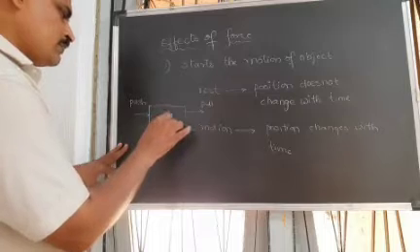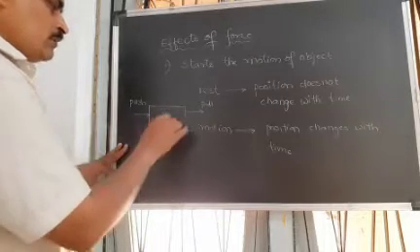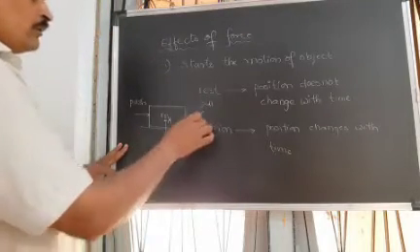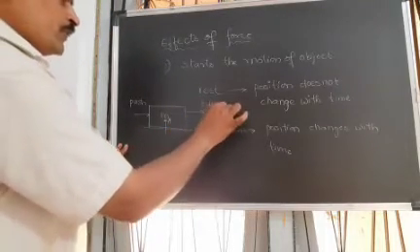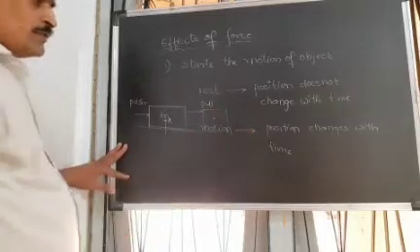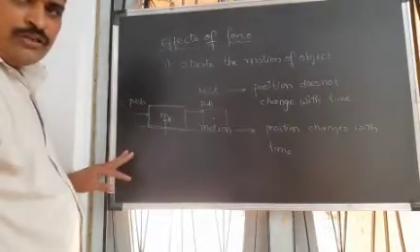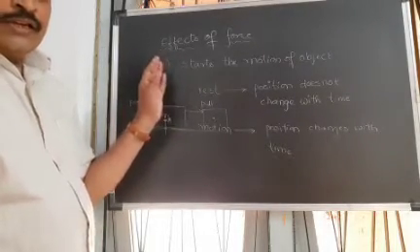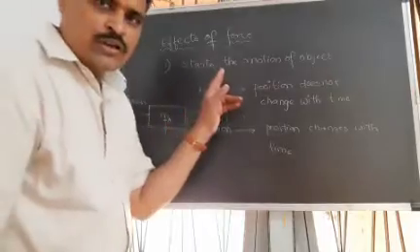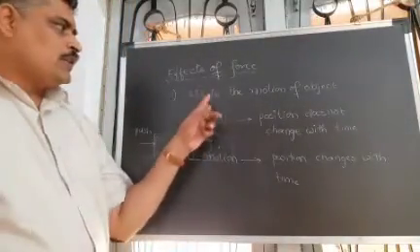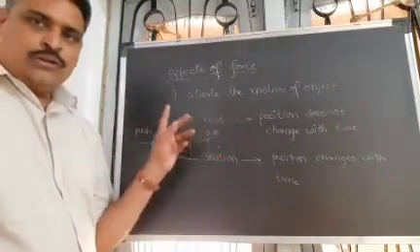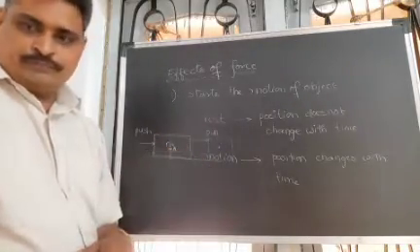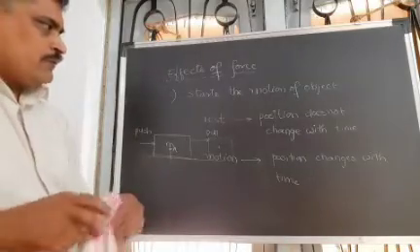So let us observe a point in the body. It changes its position from one point to another point. So this is how we observe that the body is said to be in motion. So when force is applied on a body, it starts the motion of the object. It changes the position of the object from time to time. So that is the first effect.